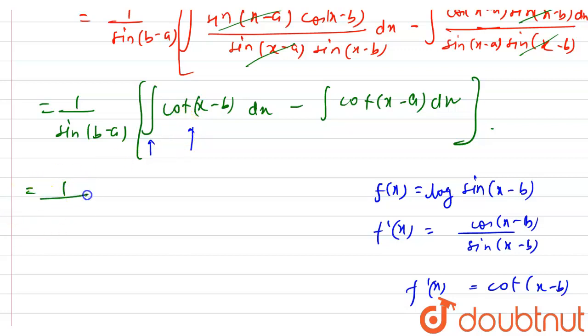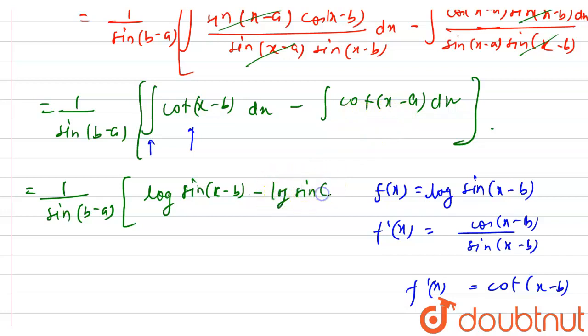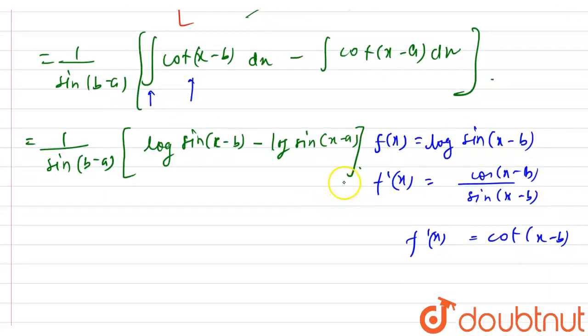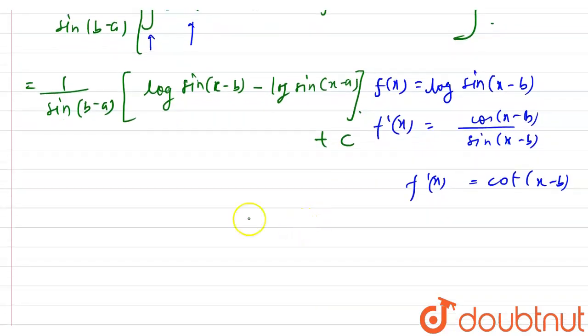Okay, so I'm writing here, it will be 1 over sin(b − a) as it is, and this is the differentiation of log sin(x − b). That's why its integration is this, minus, similarly for this I can write log sin(x − a). Okay, and plus c, obviously, because it is an indefinite integral. Now I hope you understood this thing.